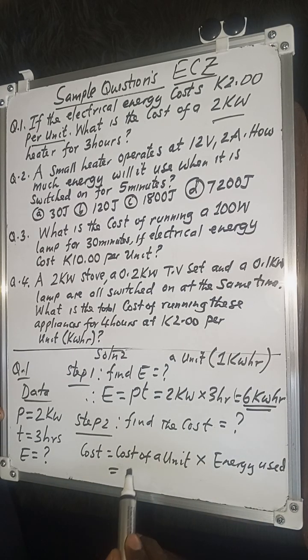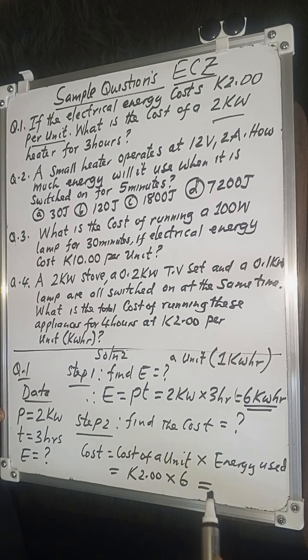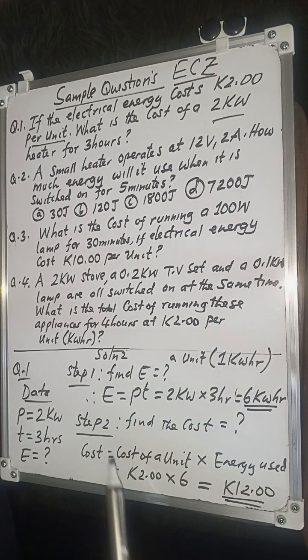So what is the cost of a unit? It is simply 2 kwacha. That's what they told us. Multiply by the energy used, that is 6. So this times that would definitely give you 12 kwacha. So you can go direct by saying the cost of a unit times the energy that you have calculated. That can also give you the cost of using a particular electrical appliance.